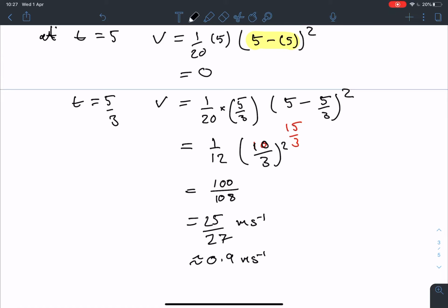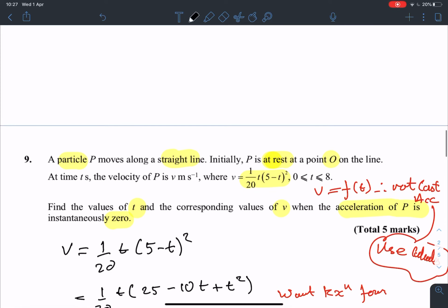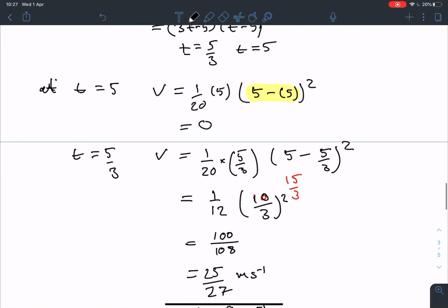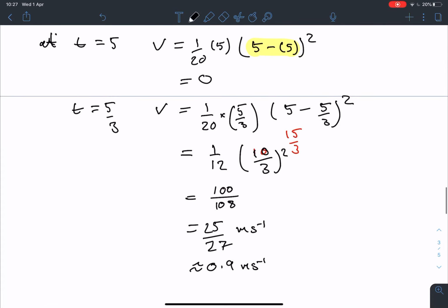Okay, and I think that then is a check, read through the question again: find the values of t and the corresponding value of v when the acceleration of p is instantaneously 0. We have finished that then, and I hope that went reasonably well for you as a practice.